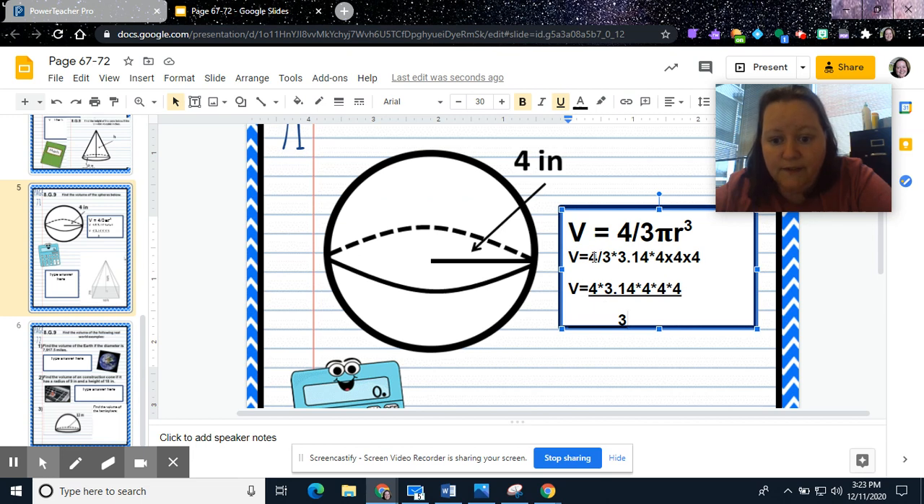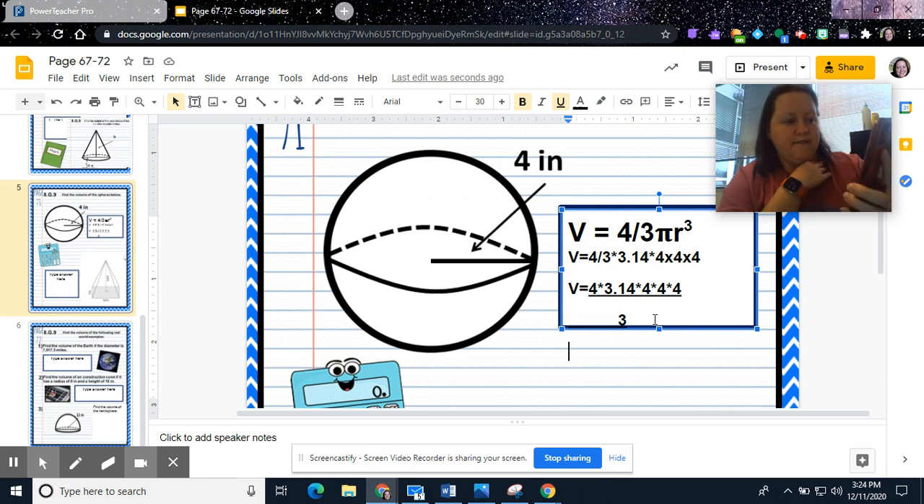This works because if you think of these as fractions, it'd be 3.14 over 1, 4 over 1, 4 over 1, 4 over 1. So you would be multiplying your numerators first, so 4 times 3.14 times all of those 4s. And then your denominators would be 3 times 1 times 1 times 1 times 1. So this is the way I like to look at it. When I type it into my calculator, it is 4 times 3.14 times the radius cubed, so that's 3 of them. And then you're going to take your answer and divide it by 3.